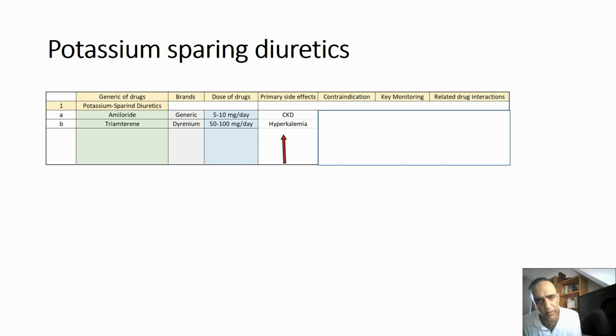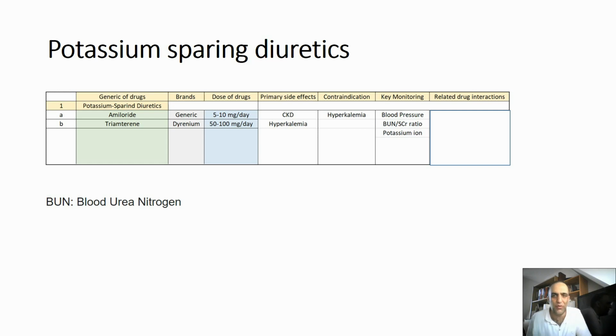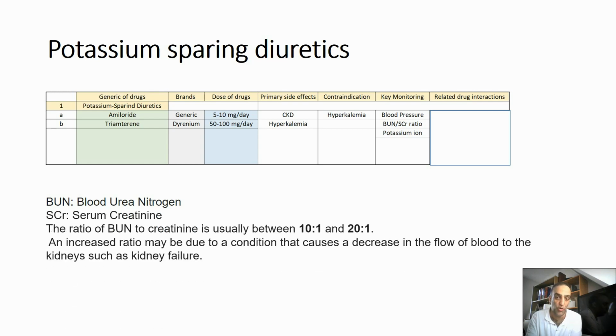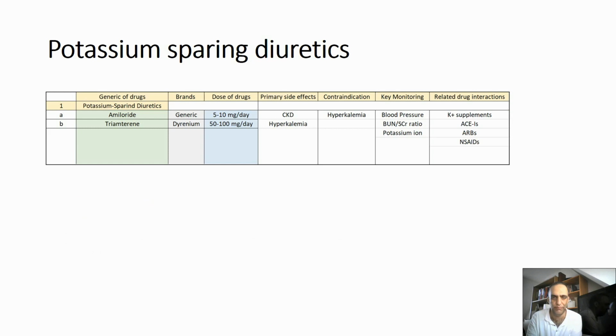The primary side effect, as you know, is hyperkalemia. It increases the potassium in the blood. Chronic kidney disease is also one of the important problems. The contraindication is hyperkalemia, and because of this we can use this drug with the thiazide group. We have to monitor potassium ion level, blood pressure, and also the BUN per SCR ratio, blood urea nitrogen to serum creatinine ratio, which must be between 10/1 and 20/1. Also drug interactions with potassium supplements, ACE inhibitors, ARBs, and NSAIDs: non-steroidal anti-inflammatory drugs and angiotensin receptor blockers.